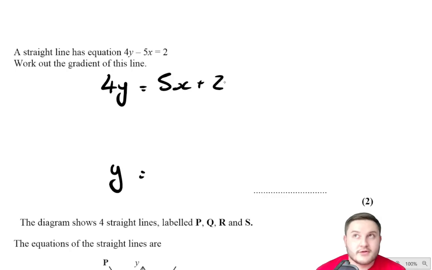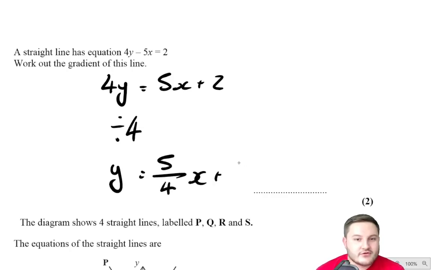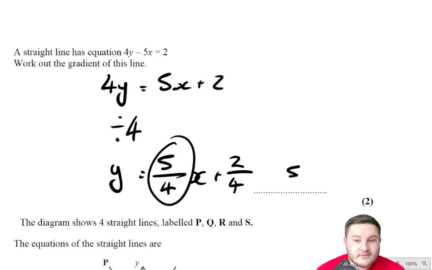Now, you could put 2 plus 5x, but I've swapped them over because it's just addition, you can write it in whatever order you want, and I always like the x to be on the left. And then you just need to divide it all by 4, because it's 4y. So 5/4 x plus 2/4, which is the same as a half, but it doesn't really matter. Work out the gradient of this line. Well, the gradient is the value in front of the x, so it's just 5/4, which you could write as a decimal, 1.25, or you could just leave it as a fraction. That is totally fine.